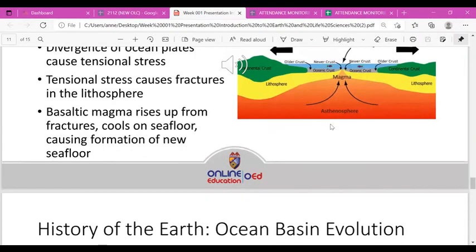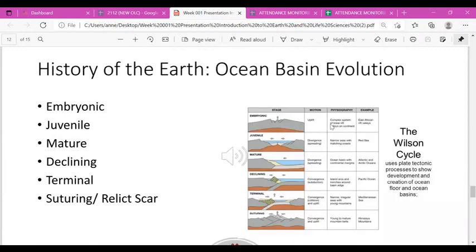Okay. So because there is seafloor spreading, the seafloor is spreading. Of course, there is also what we call the ocean basin evolution. Here are the stages: the embryonic, the juvenile, the mature, the declining, the terminal, and suturing or relic scar. Eto na tayo ngayon. Okay.